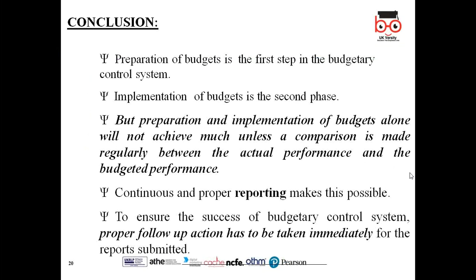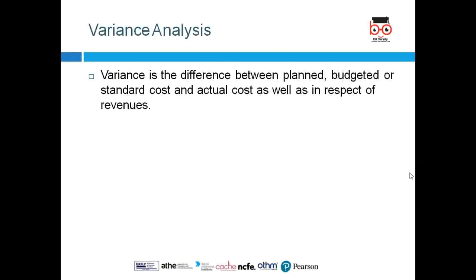So we can conclude: preparation of the budget is the first step in the budgetary control system. Implementation of the budget is the second phase. But the preparation and implementation of the budget will not achieve much unless the comparison is made regularly between the actual performance and the budgetary performance. Continuous and proper reporting make this possible and ensure the success of the budgetary control system. Proper follow-up action has to be taken immediately on the report submitted.